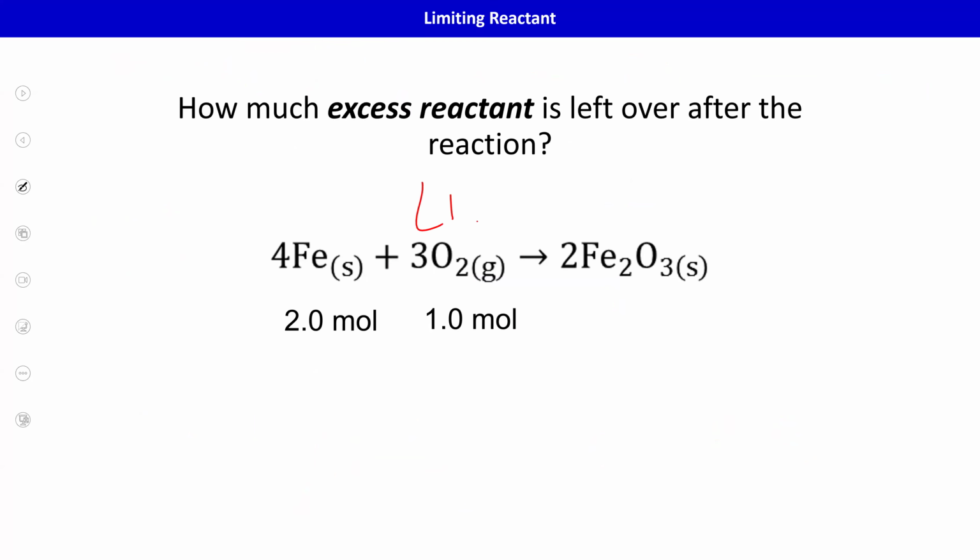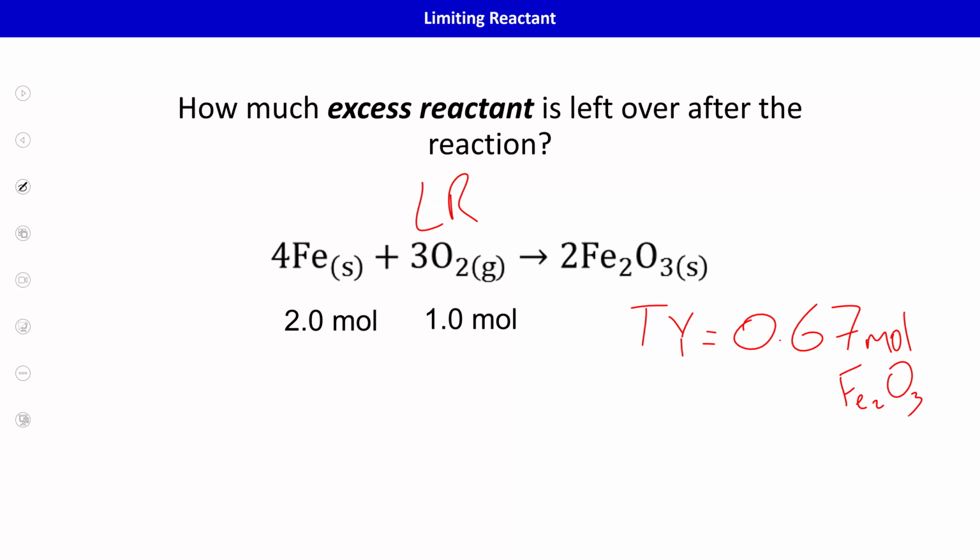So we know this is the limiting reactant. We know that our theoretical yield is 0.67 moles of Fe2O3. If oxygen's our limiting reactant, that means that we're going to have leftover iron. We didn't use it all because we ran out of oxygen first. If we want to know what the excess reactant is, we just do another little stoichiometry step.